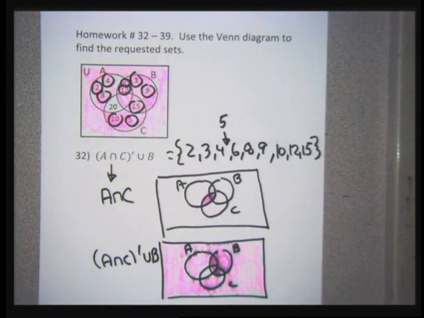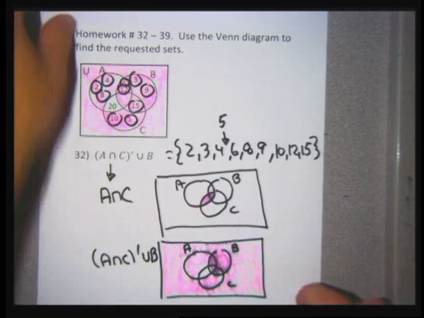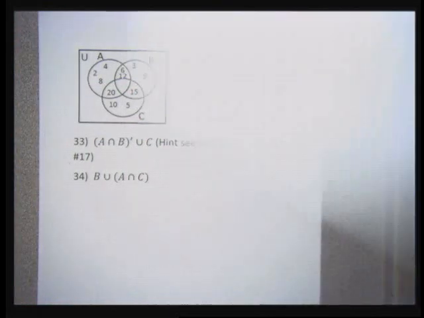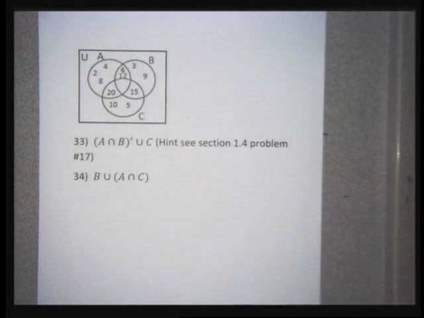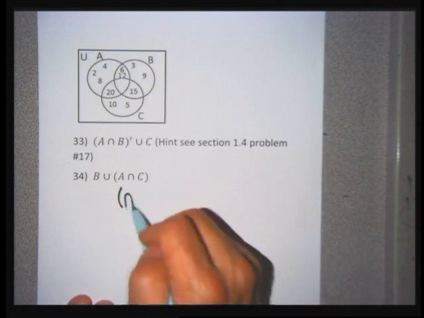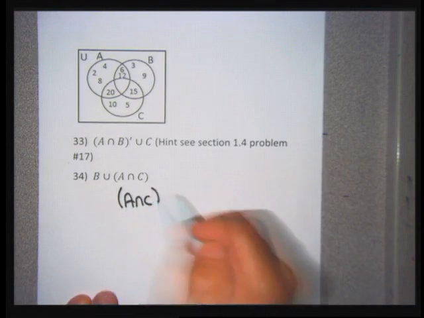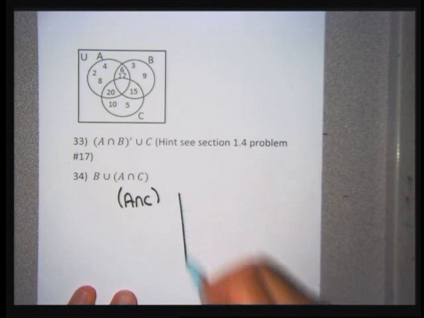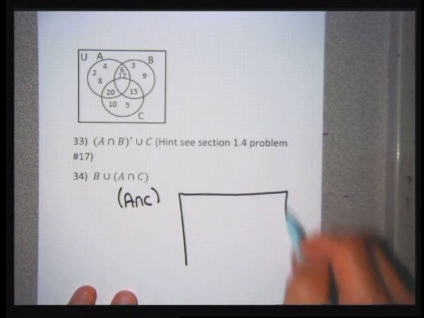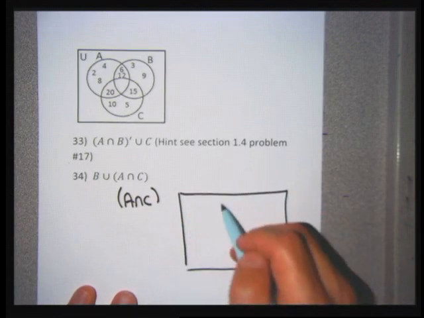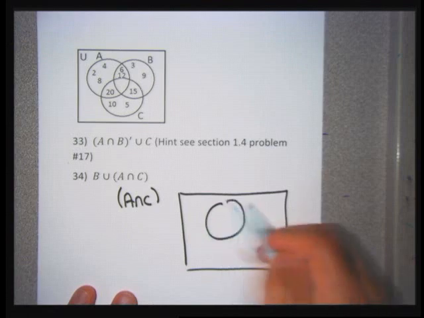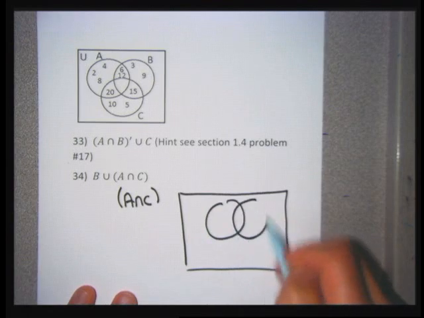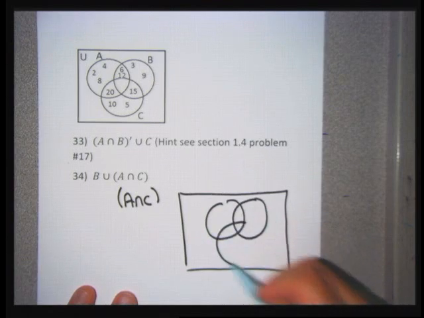Alright, so 34, 36, and 38 to go. So 3 more problems. 34, first I want to do A intersection C. And then I'm going to union that with B. And that's a friendly-ish. I can do it in one shading, one drawing, I think. First I'm going to add for problem 34, A intersection C. You can pause the video and do 33.